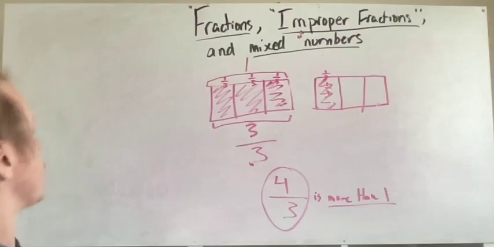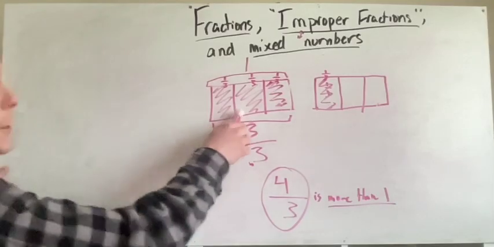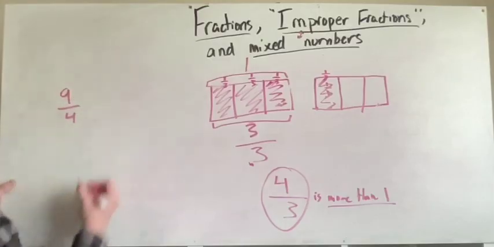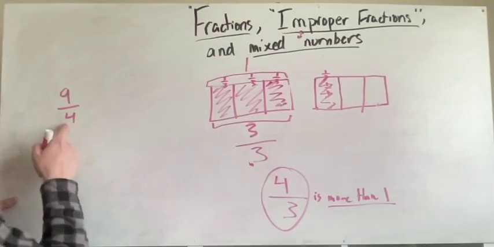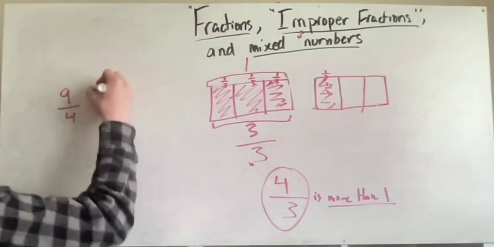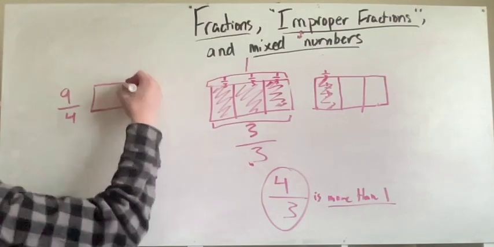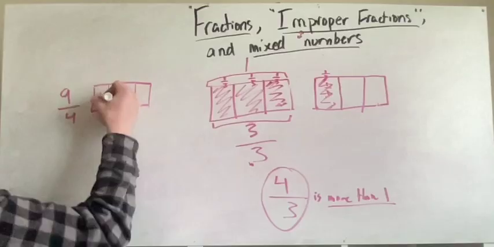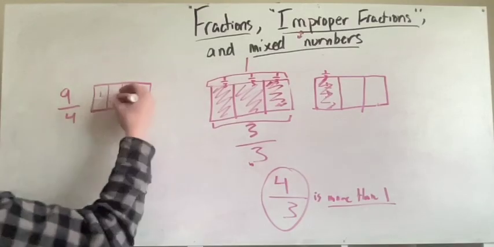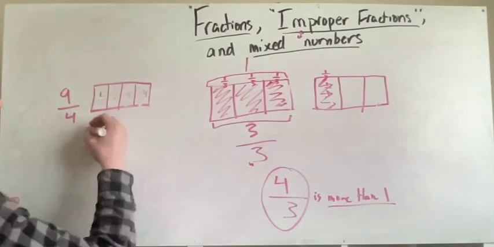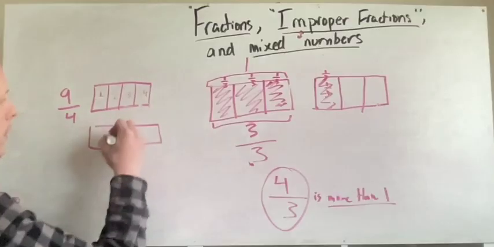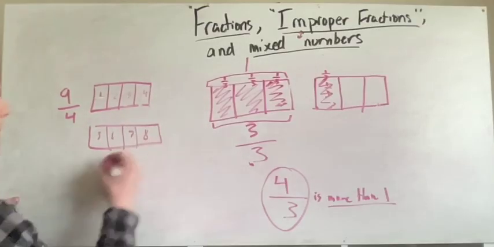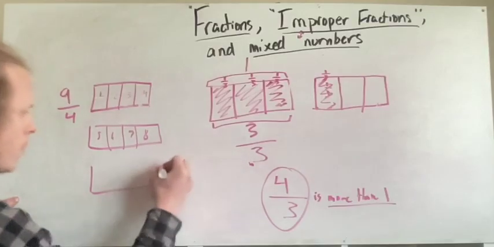So let's take a look at another improper fraction and think about how I could represent it. Let's do 9/4. The denominator 4 tells me every whole that I have is going to be broken into 4 parts. So here's 1/4, 2, 3, 4. I need another whole with 4, 5, 6, 7, 8. And then I would need one more.